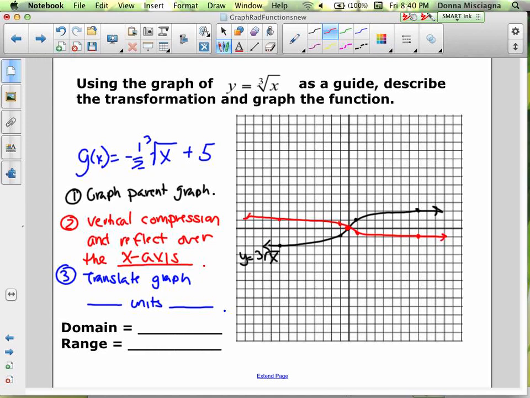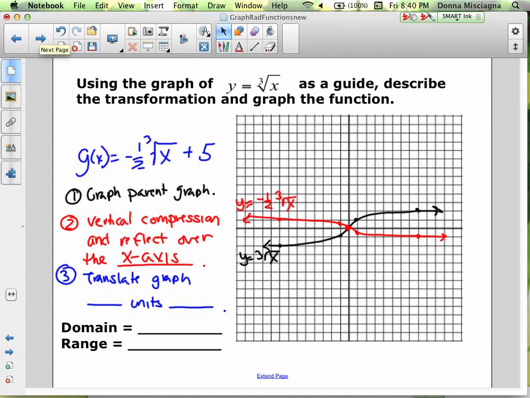The red graph I just drew is y equals -1/2 cube root of x. What the heck happened to my 2? Let's fix that.